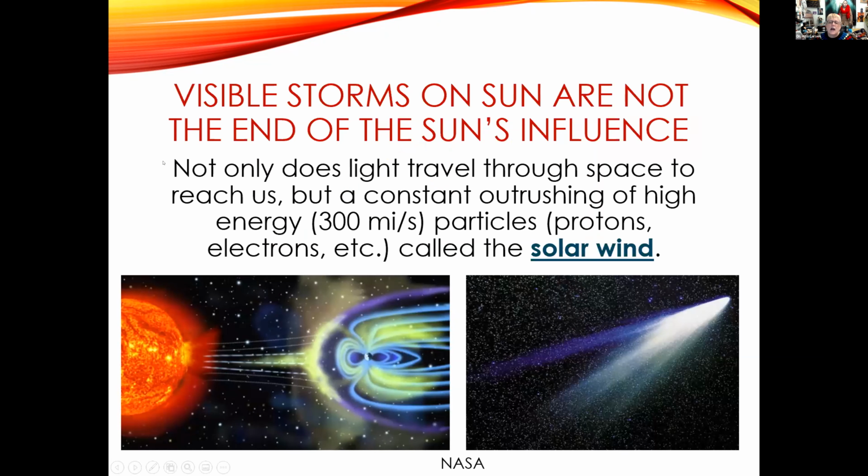So there's a constant outrushing of high energy particles from the sun every second of every day called the solar wind. And the solar wind flows at about 300 miles per second, not miles an hour, miles per second. And our magnetic field generally protects us from the solar wind. Most of the particles just go around. The solar wind is part of the reason why comets have tails.